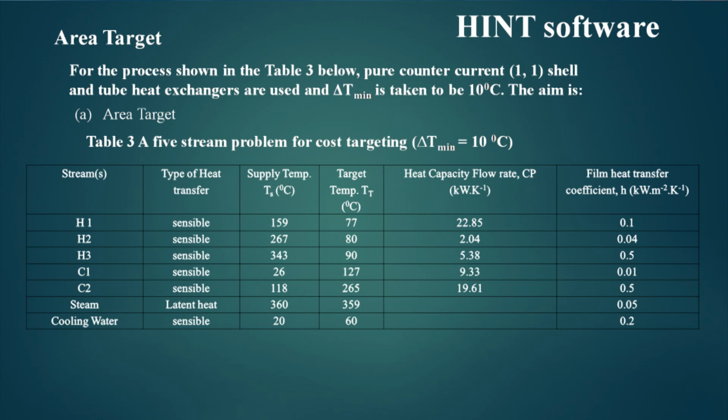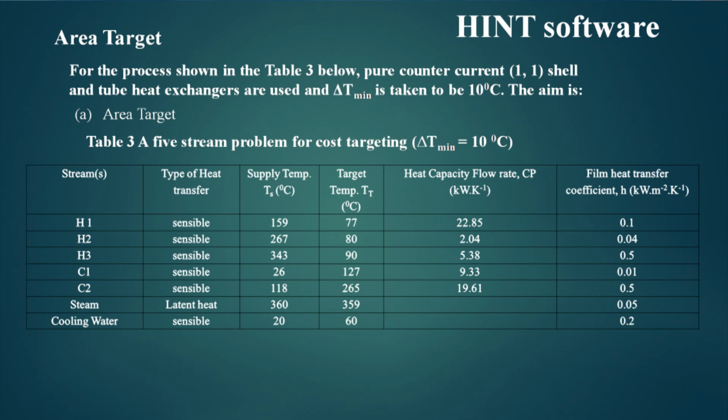Basically, for the cost target, we will have some more data which are required in the area target. You will see in this table that for area targeting, we need the stream data plus the heat transfer coefficient data for all the streams. Here we can add the utilities. There are two utilities, one is steam and the other is cooling water. Steam is transferring heat through latent heat and cooling water is transferring heat through sensible heat.